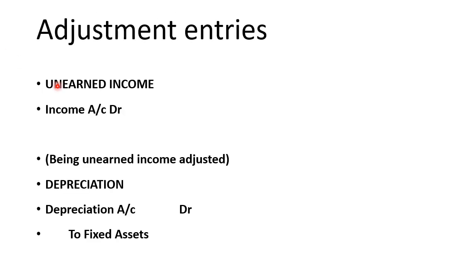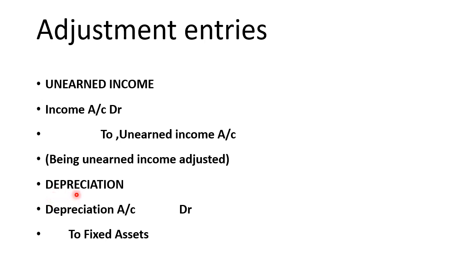Next adjustment entry is unearned income. Unearned income means income received in advance. Income received in advance is a liability, so unearned income will be credited, and income we have to deduct, because we will only consider the income of the current year. So our income will be reduced, so income is debited. So the journal entry for unearned income will be income account debit to unearned income account.